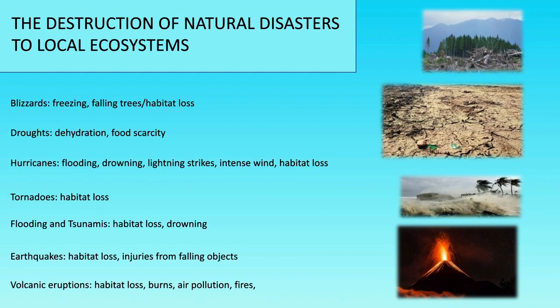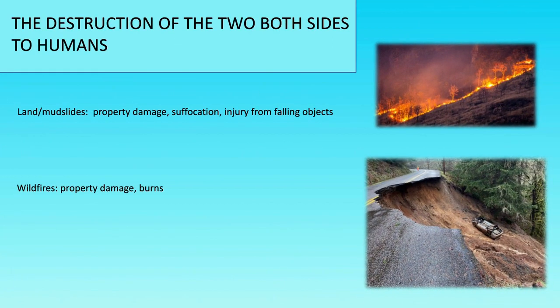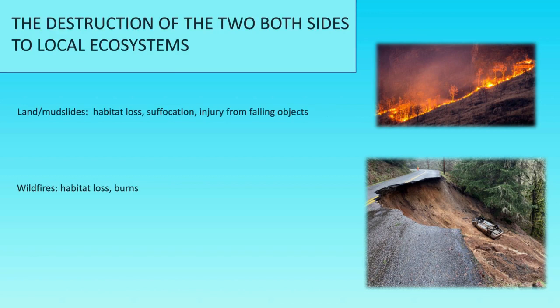So, what about the effect of it to local ecosystems of organisms? Well, it's the same thing except for property damage. It would be considered habitat loss for some of them. What about land and mudslides and wildfires? Well, land and mudslides cause property damage, suffocation, and injury from falling objects, and wildfires cause property damage and burns. For local ecosystems, instead of property damage, it's habitat loss.